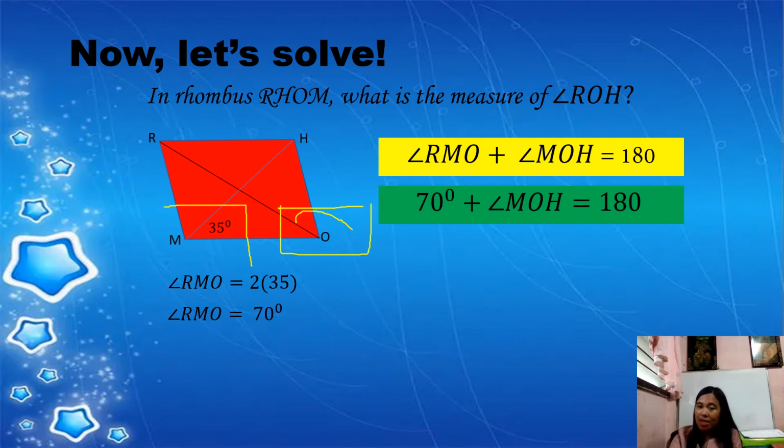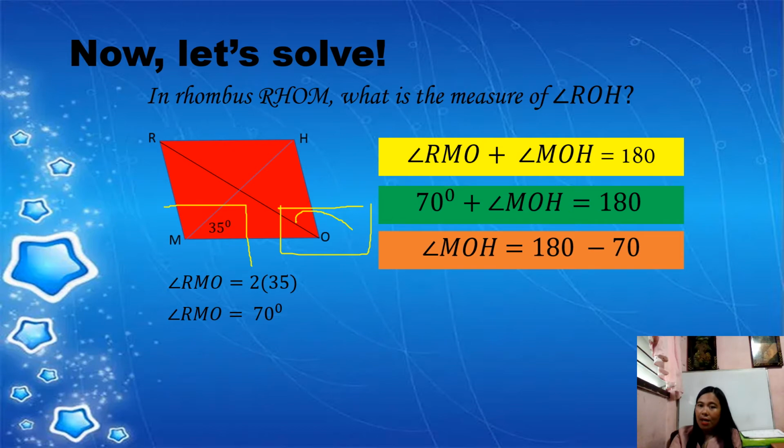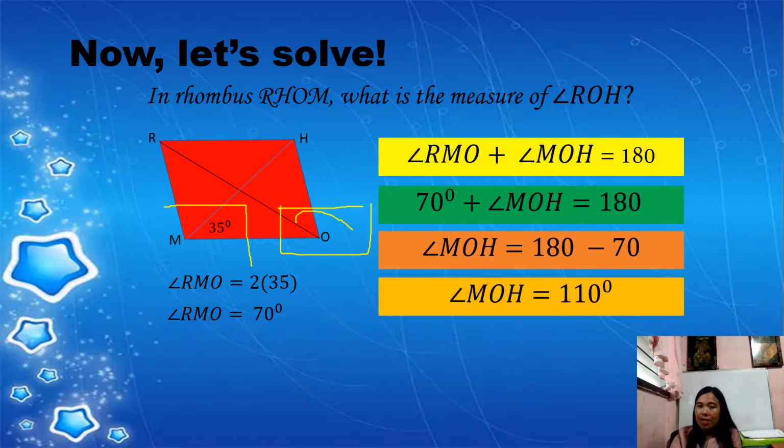Transpose 70 to the other side. So we have 180 minus 70. Now what is 180 minus 70? Yes, it's 110 degrees.